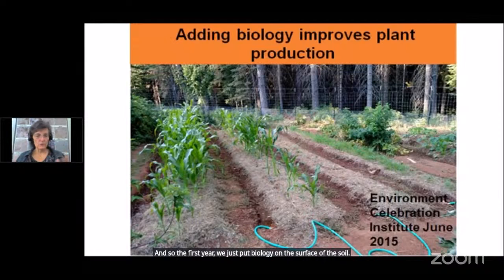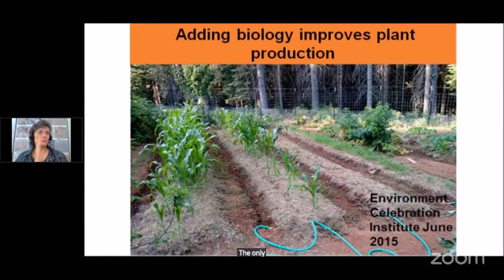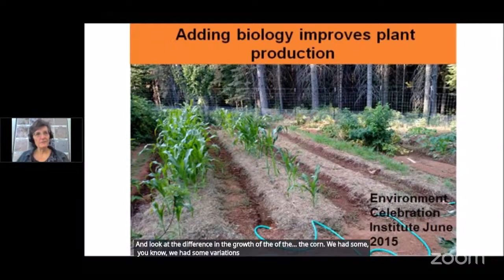And so the first year, we just put biology on the surface of the soil. One of the 2 rows that you're looking at in front of you, the corn, had organisms added into the system, the other did not. We did put mulch on top of everything, so at least that's fair. That's the only difference: we put biology in the left row, and we did not apply biology in the right row. And look at the difference in the growth of the corn.